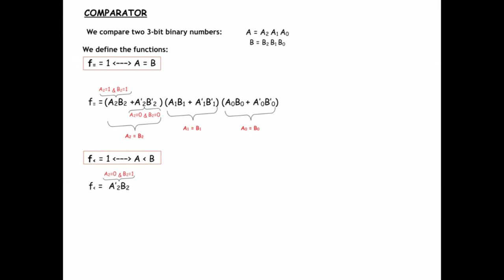So we can just say A2 prime and B2. Whatever the other digits are, if it's A2 prime and B2, then the whole thing is A less than B, no matter what the less significant bits are. If the most significant bit of A is less than that of B, then A is less than B.